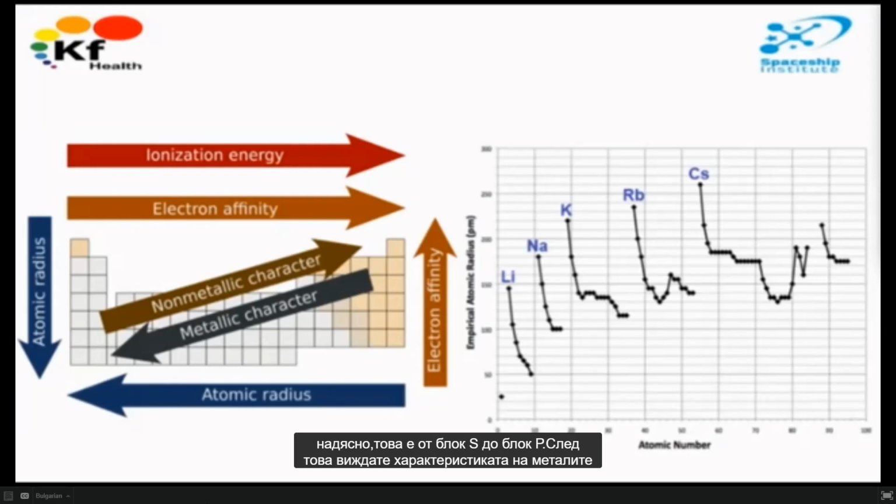Then you see the characteristic of metals or non-metals. They cross each other from block S to block P. And electron affinity increases from the block below block F to the elements at the beginning of the periodic table, in the first period.